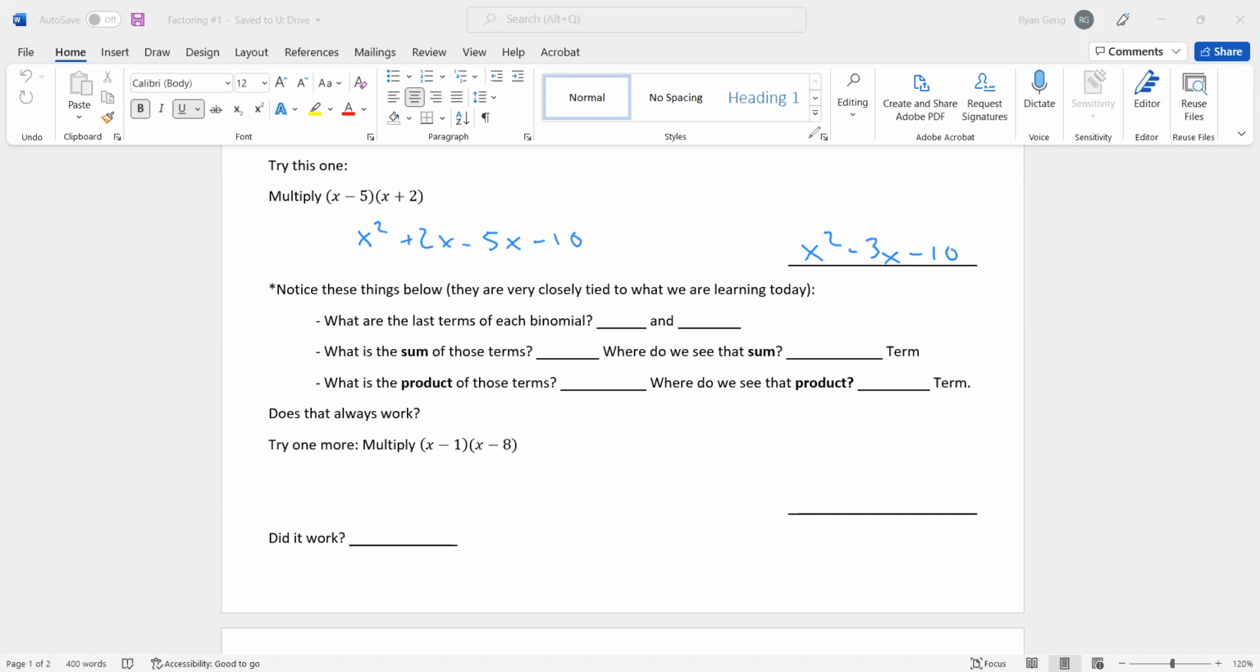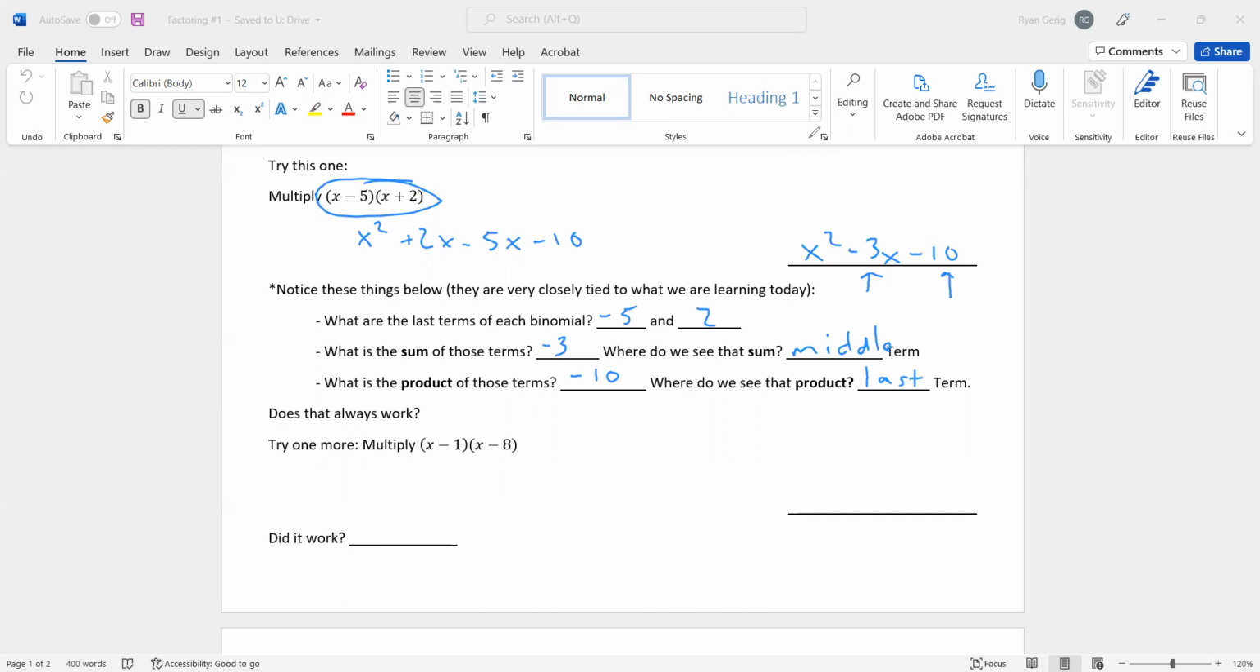Notice these things below. It's very closely tied to what we're doing today. What are the last terms of each binomial? So I'm talking about here, negative 5 and 2. Those are the last terms, right? What is the sum of those terms? What's negative 5 plus 2? Well, negative 5 plus 2 is negative 3. Where do we see negative 3? Isn't that the middle term? Okay. What is the product of negative 5 and 2? So I multiply negative 5 times 2, I get negative 10, right? Where do we see that product? Oh, look, there it is. It's the last term of my answer.